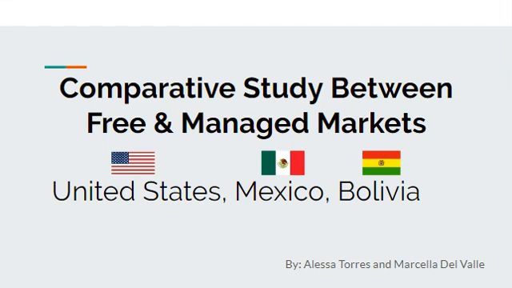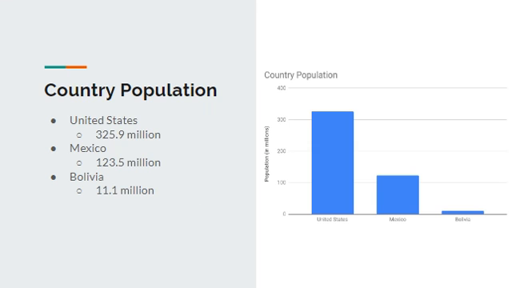Our presentation is about the comparative study between free and managed markets between the United States, Mexico, and Bolivia. The United States has a population of 325.9 million, Mexico has a population of 123.5 million, and Bolivia has a population of 11.1 million. So we wanted to show the population of each country on a graph to visually display the population differences of the countries.